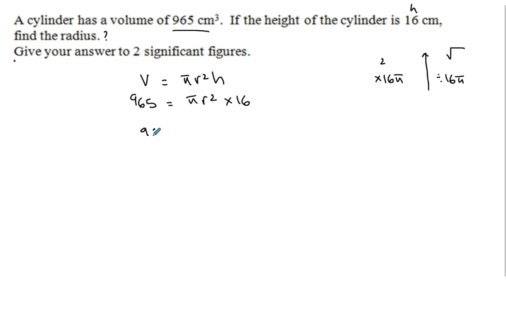So you go 965 divided by 16 pi, and you get the answer, and then you square root the whole answer. So what I do on my calculator, I go 965 divided by 16 pi, then I press equals, and then I go square root answer. And to two significant figures, you get 4.4 centimeters. So keep trying this on the calculator until you feel really comfortable.